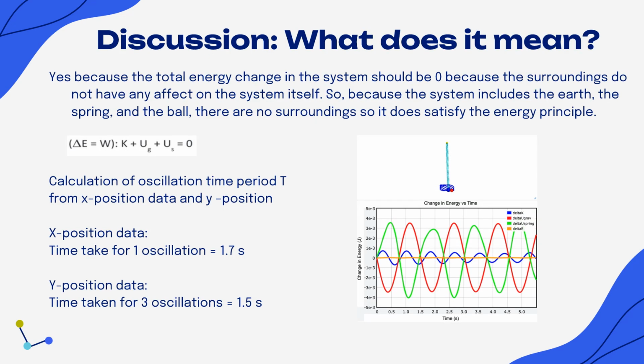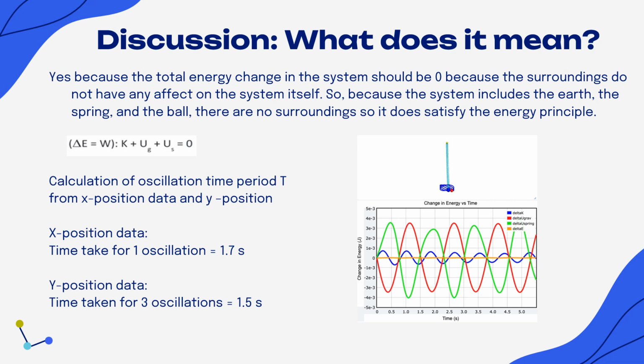So for discussion, what does it mean? Yes, we satisfied the energy principle because the total energy change in the system should be zero because the surroundings do not have any effect on the system itself. The reason for this is that because the system includes the Earth, the spring, and the ball, there are no surroundings at all. So it does satisfy the energy principle since our delta E is equal to 0. And we can see this from our results, where the orange line for E remains at 0 the entire time, indicating that we did satisfy the energy principle.